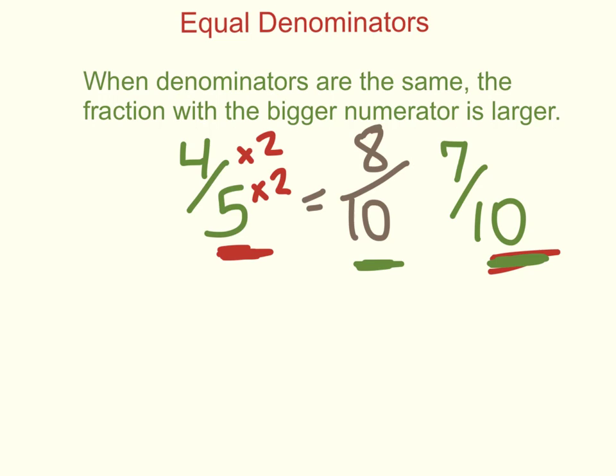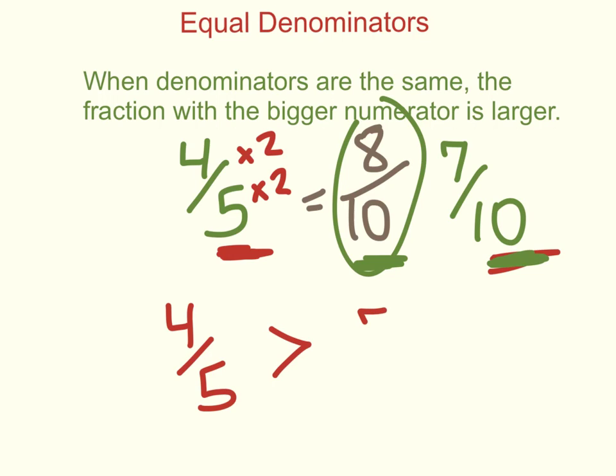So when the denominators are the same, 10 here and a 10 here, the fraction with the bigger numerator is larger. So which number is bigger for the numerator? I hope you said 8. 8/10 is larger than 7/10. So that means that 4/5 is larger than 7/10, because 4/5 and 8/10 are equivalent fractions.